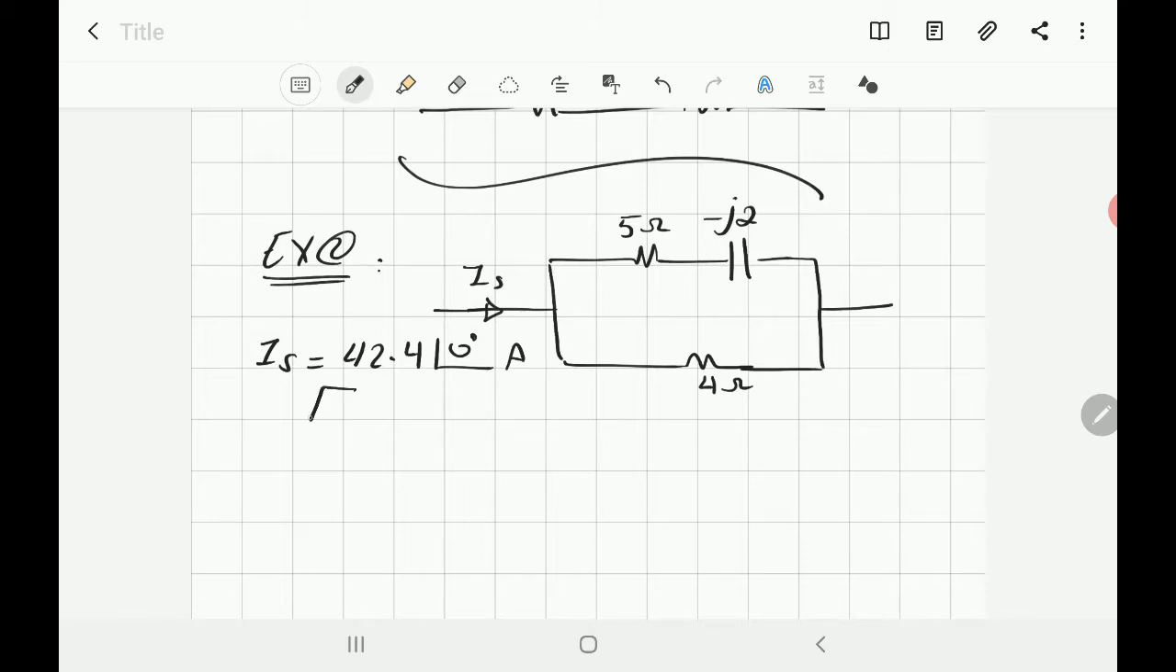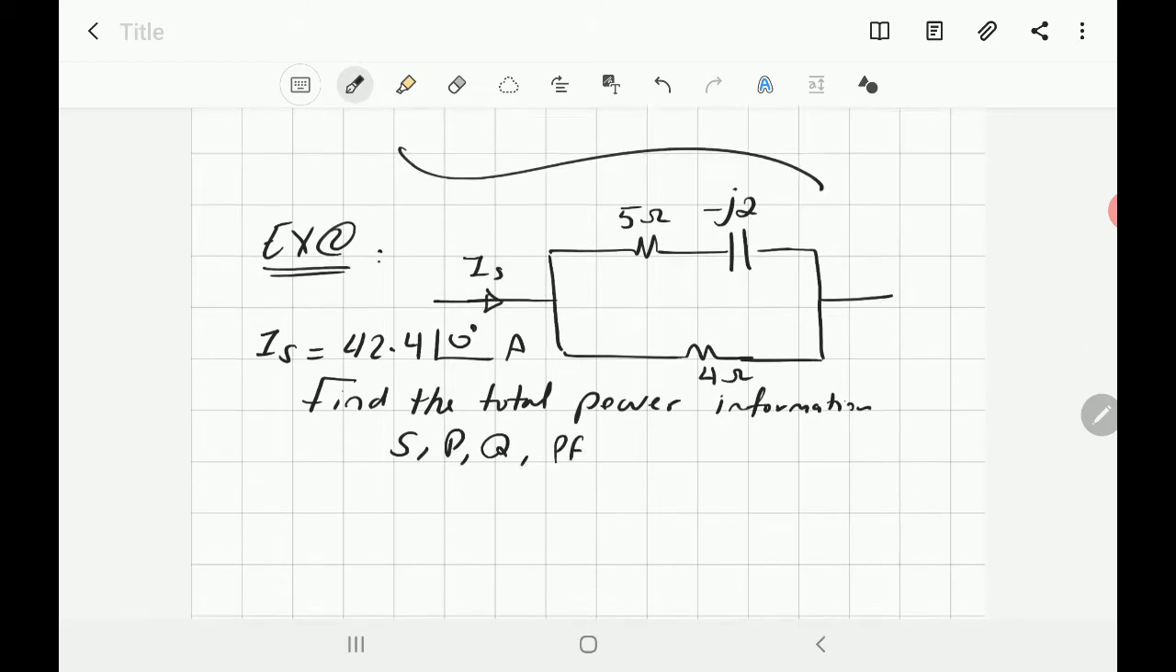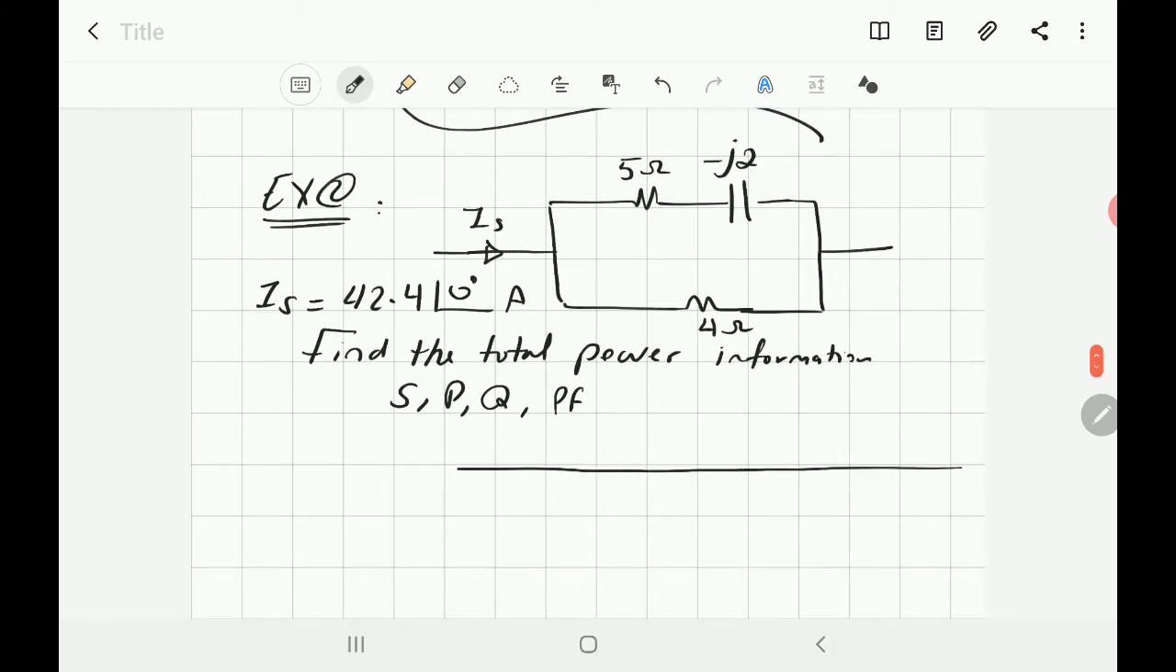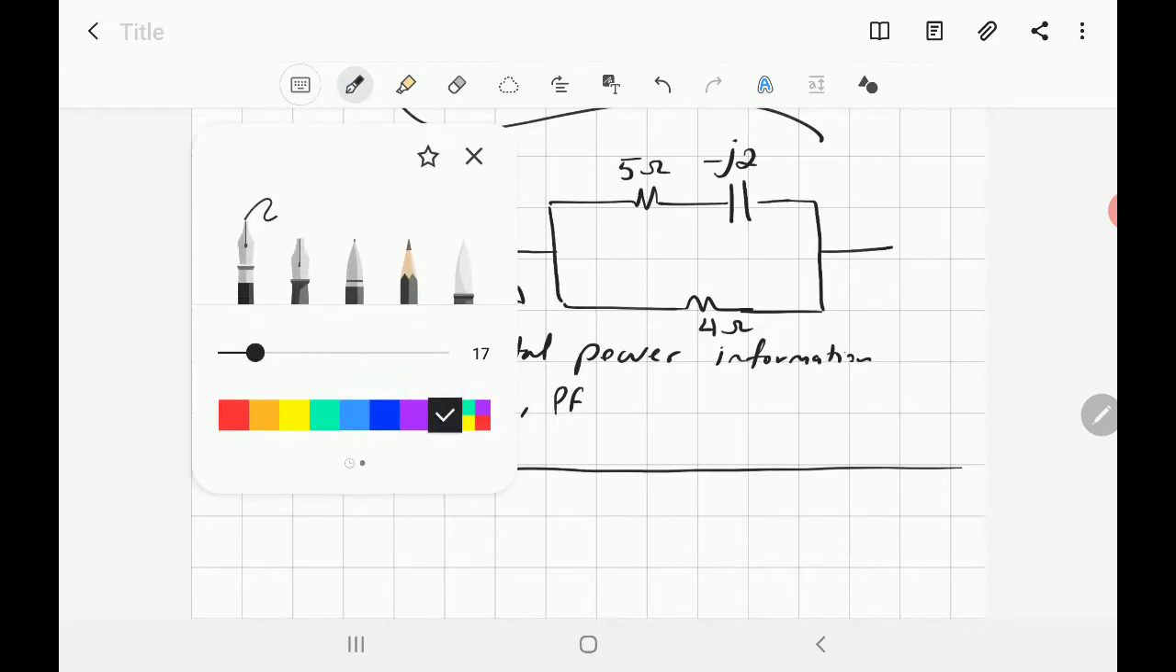What's required? Find the total power information. When power information is mentioned, it means find S, P, Q, and power factor. That's the total information of power. All right, so let's see how we can solve this problem.